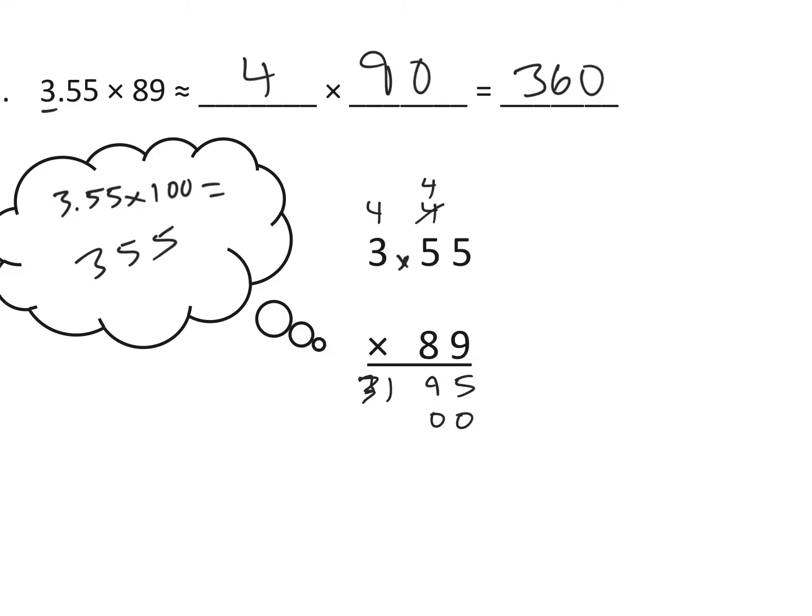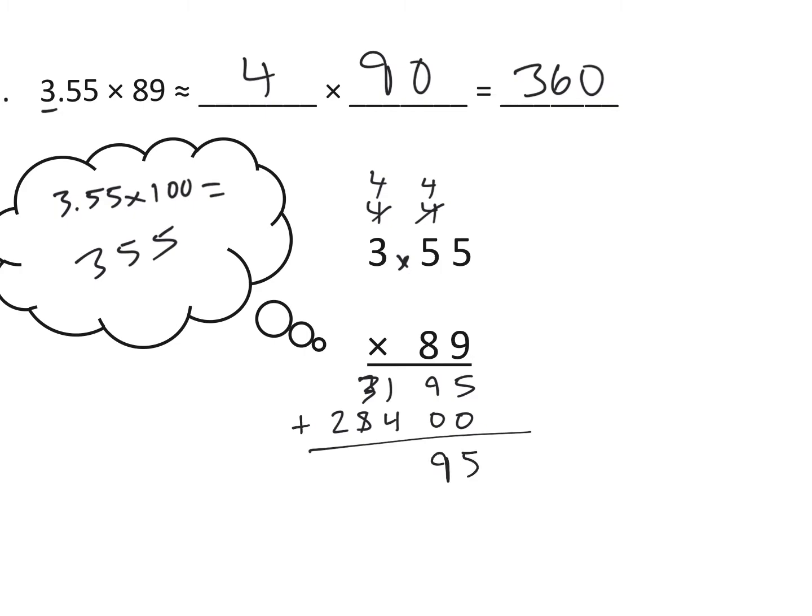8 times 5 is 40. Plus 4 is 44. Keep the 4. Carry the 4. 8 times 3 is 24. Plus 4 is 28. So I got the partial products of 3,195 and 28,400. I'm going to add those down.